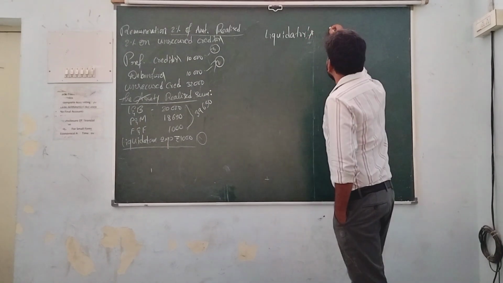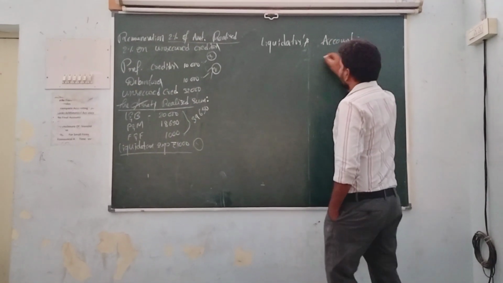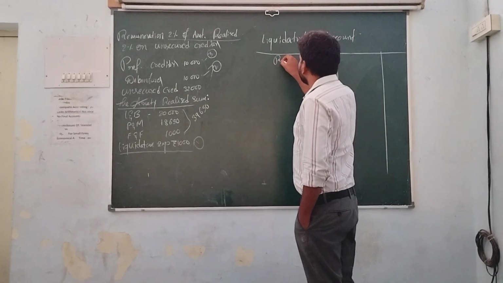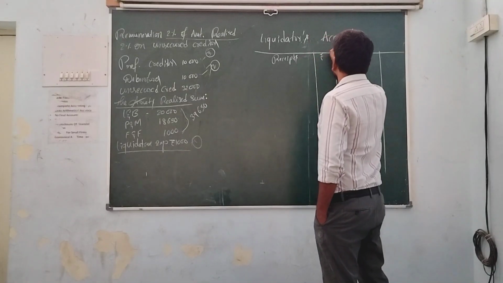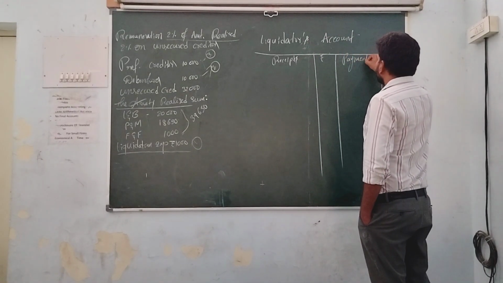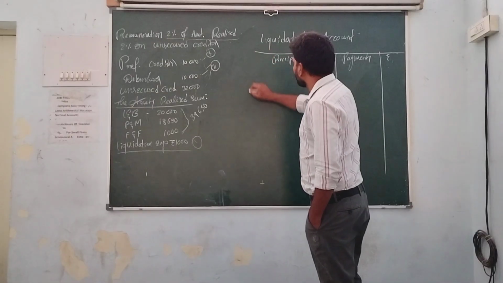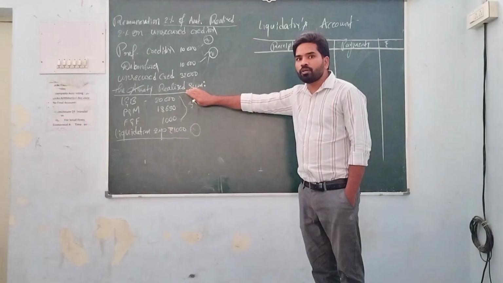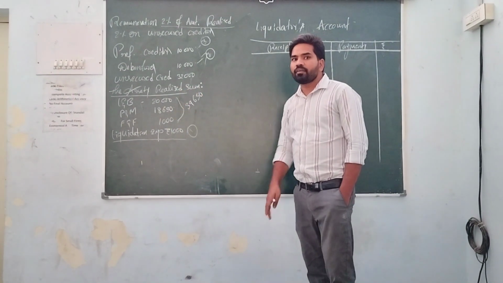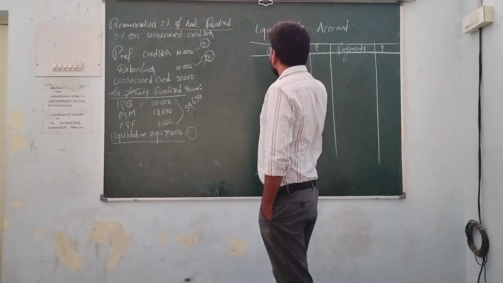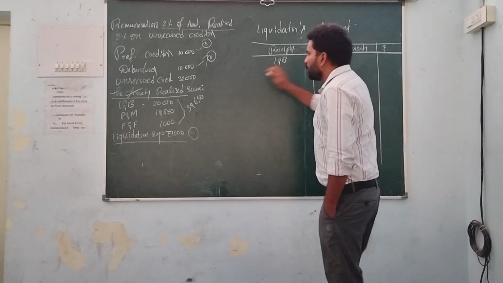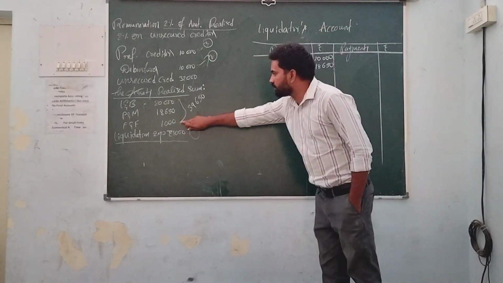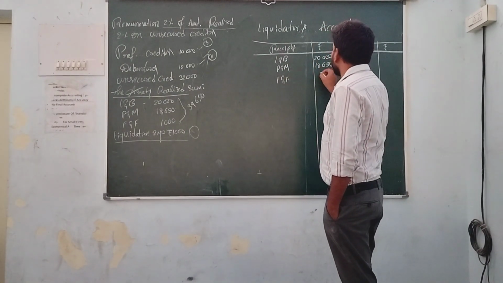Liquidator's final account. Receipts, rupees, payments, rupees. On the receipt side, we have to record the sale of assets. Land and building, what's the value? 20,000 rupees. Plant and machinery, 18,650. Furniture and fittings, 1,000 rupees.